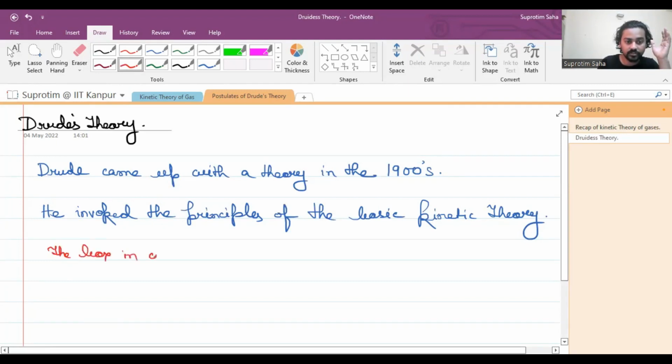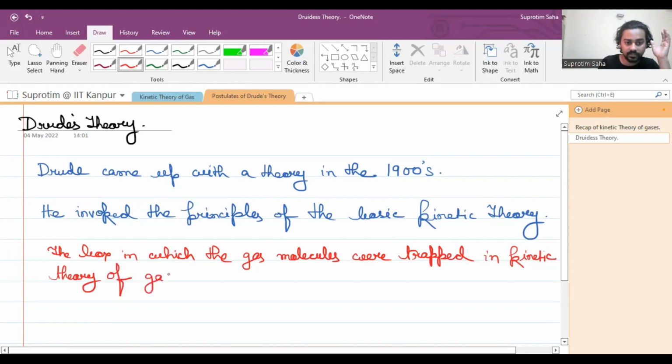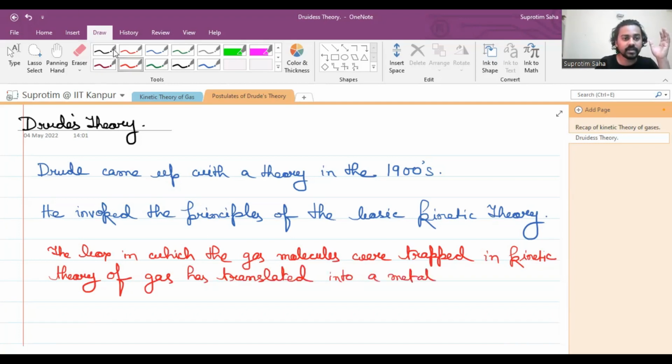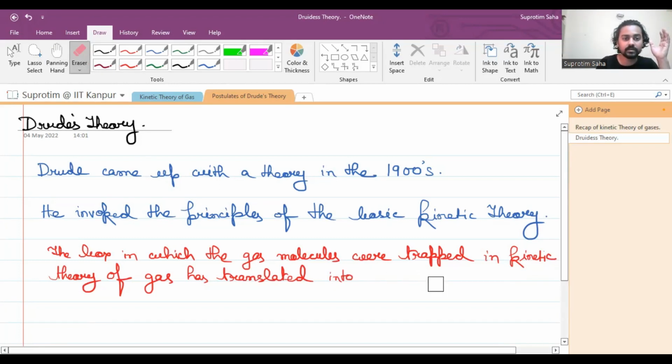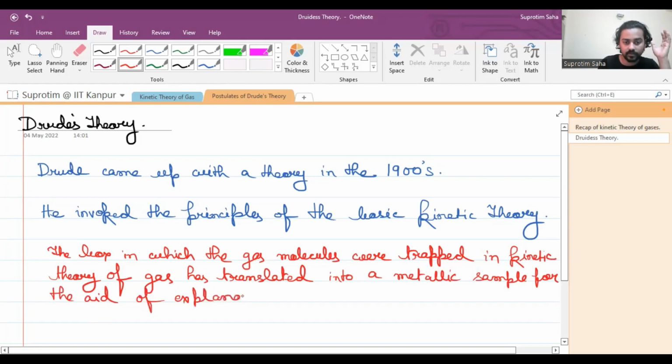The box in which the gas molecules were trapped in kinetic theory, kinetic theory of gases has translated into a metal body. So let me just write metallic element. It's translated into a metallic sample for the need of explanation of the metallic conductivity.